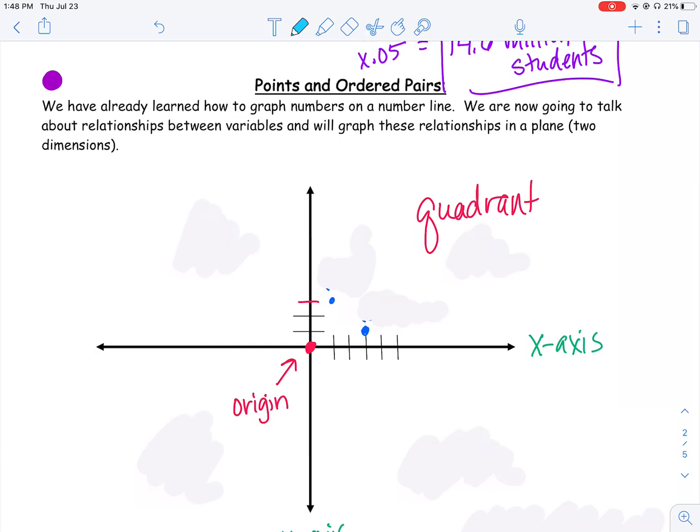All right, now let's go ahead and start talking about plotting points. Now we've talked about plotting or graphing numbers on a number line, right? On a horizontal line, or the x-axis now we can call it, we can graph a single variable. But what happens if we have multiple variables, like an x and a y? We're going to talk about that now.